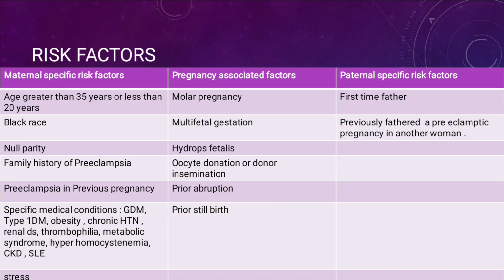The risk factors: maternal risk factors, pregnancy associated, and paternal specific. Age: younger age less than 20, more than 35, black race, nulliparity, family history of preeclampsia, preeclampsia in previous pregnancy. The specific medical conditions: GDM, type 1 diabetes, obesity, chronic hypertension, renal disease, thrombophilia, metabolic syndrome, hyperhomocysteinemia, CKD, SLE, stress. The pregnancy associated factors like molar pregnancy, multifetal gestation, hydrops fetalis, oocyte donation or donor insemination, prior abortion, prior stillbirth. Then paternal risk factors like first time father, or previously father of a pregnancy with preeclampsia.